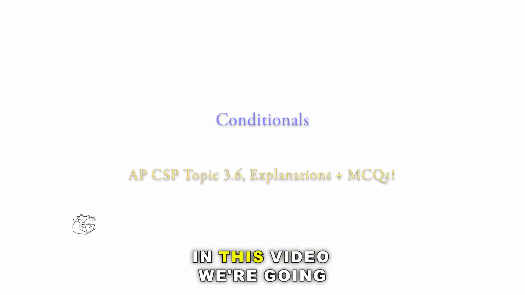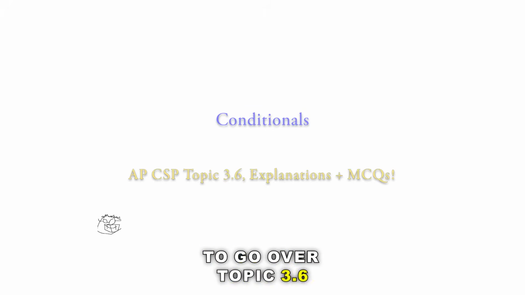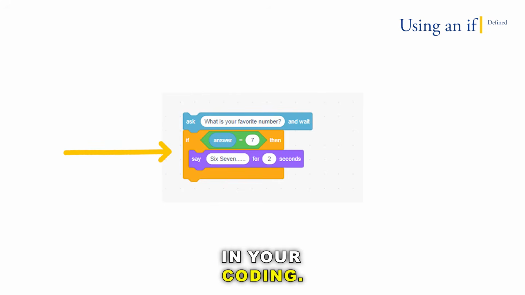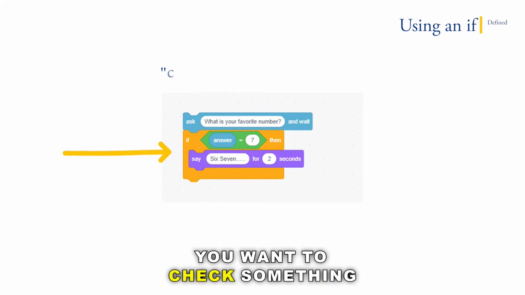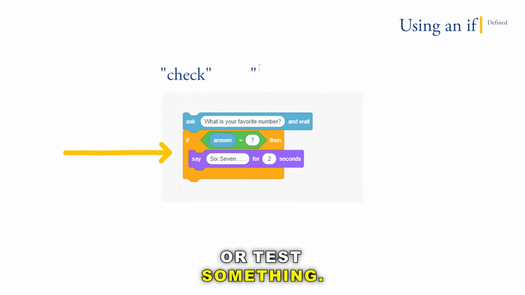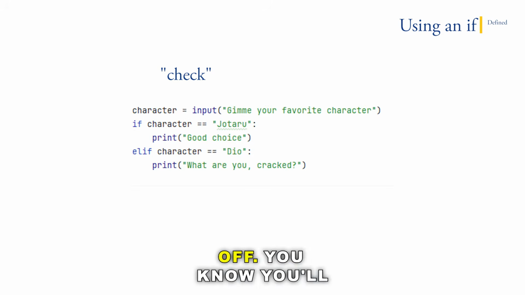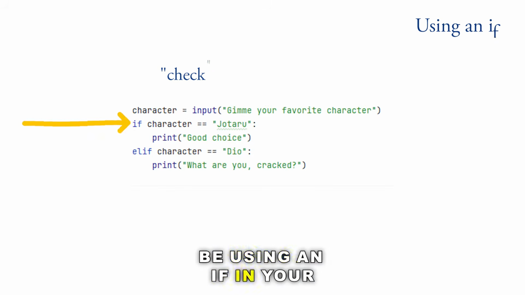Hello everybody, in this video we're going to go over topic 3.6 of the AP CSP exam, Conditionals. Alright, let's get going. By this time, all of you have made if statements in your coding. You use them whenever you want to check something or test something. If you read something in English that says check or test, the alarm bells should be going off. You know you'll be using an if in your code.